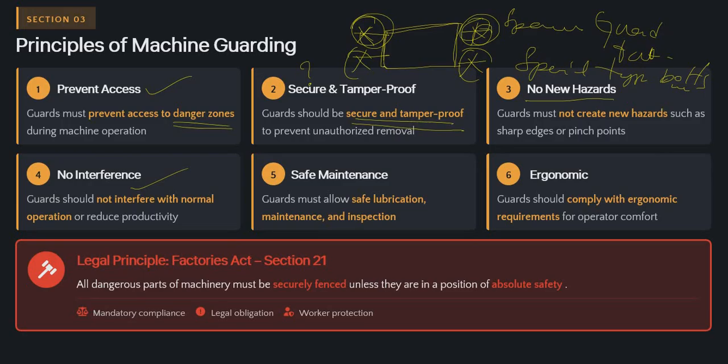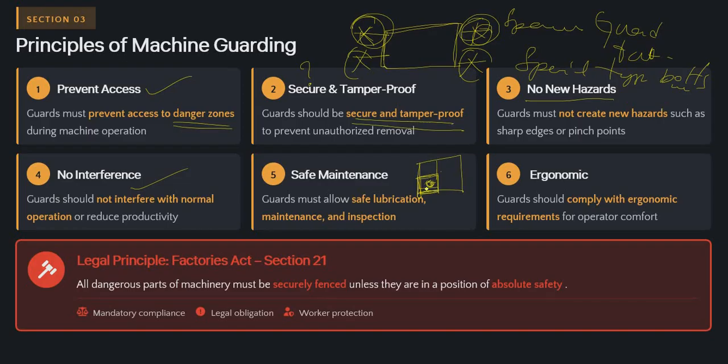So safe maintenance, it's like this: I saw one recently. I went for one FAT, factory acceptance test. There is equipment, and there is one guard, I can say an inspection door. Whenever you open the inspection door, inside this inspection door there is a lubrication point. Every time this person has to open this inspection door, and below the lubrication point there is a belt drive.